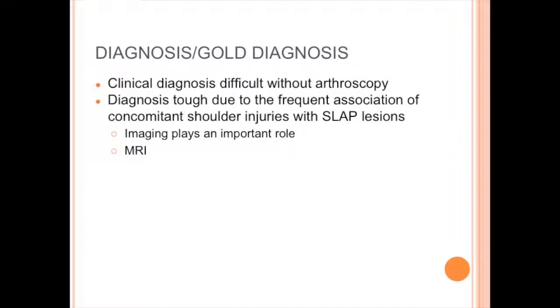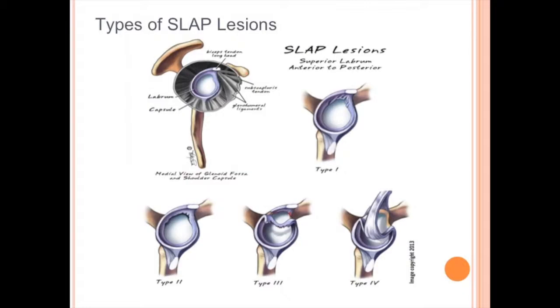Diagnosis of a shoulder labral tear is usually pretty difficult clinically without an arthroscopy. Diagnosis is tough due to the frequent association of other shoulder injuries with SLAP lesions. Imaging plays a really important role, especially MRIs, when you're trying to diagnose. There are 4 different types of SLAP lesions that can occur.